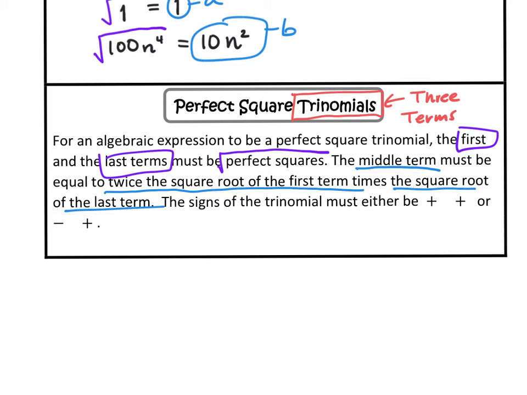So what that's saying is that the middle term must equal 2, because it says twice, right, it says twice here, 2 times a times b. Okay. And that will make sense, but keep that in mind. We're going to practice it on the next page.